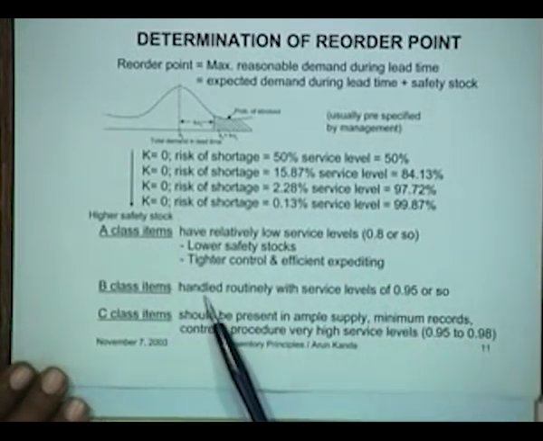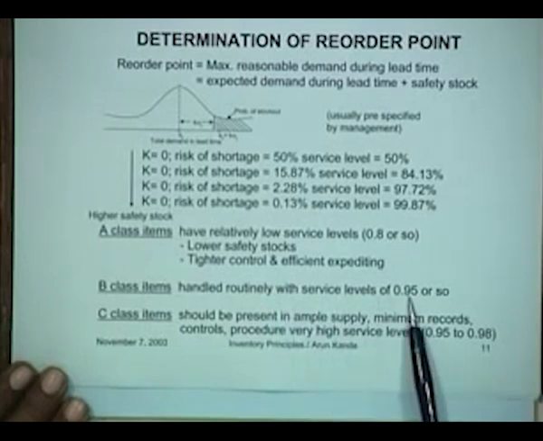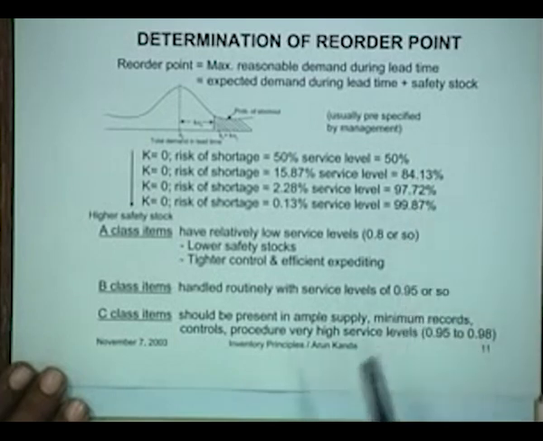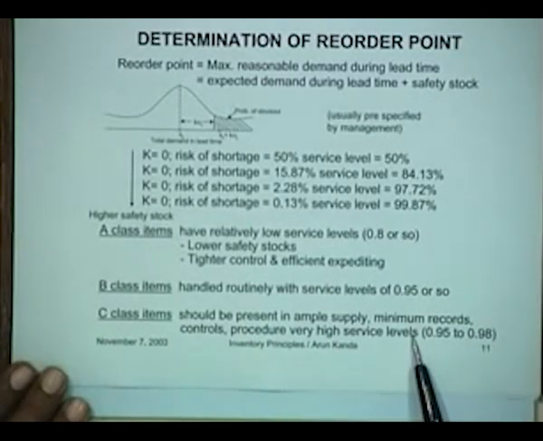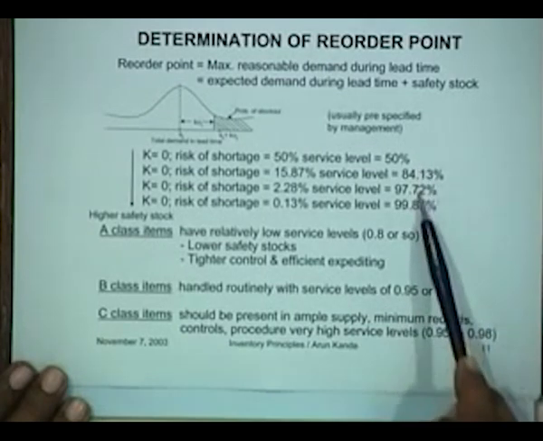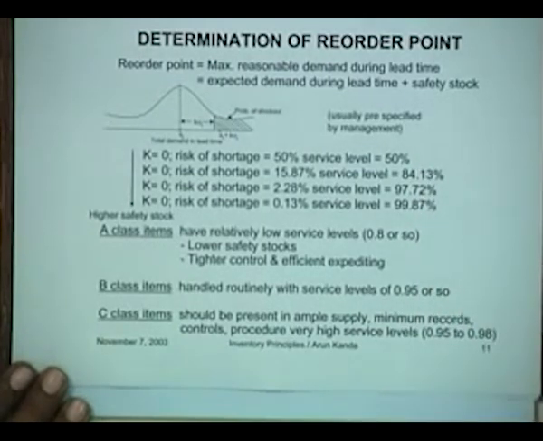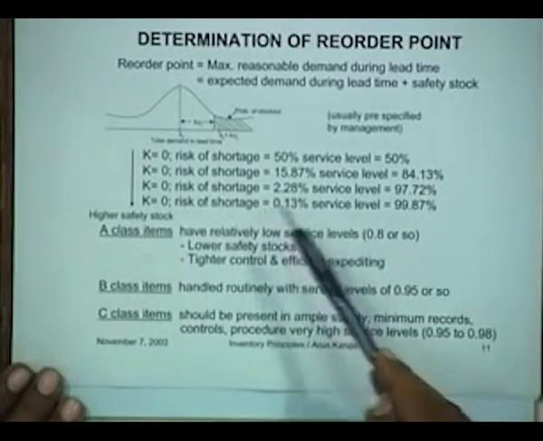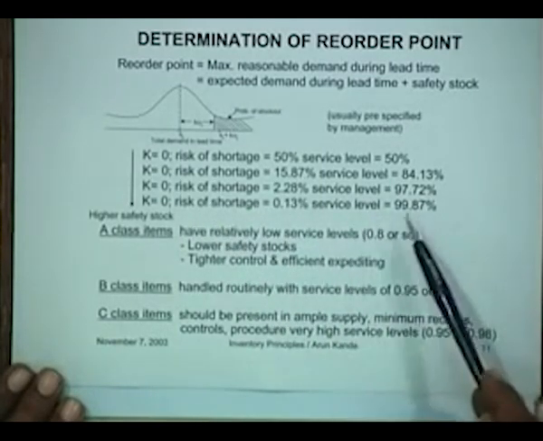B class items would be handled routinely with service levels of 0.95 or so in this scale here. And C class items should be present in ample supply, with minimum record controls. The procedure should be that we should have very high service levels. Very high service level means the risk of shortage of a C class item should be very low. The probability of keeping the service level high should be there.